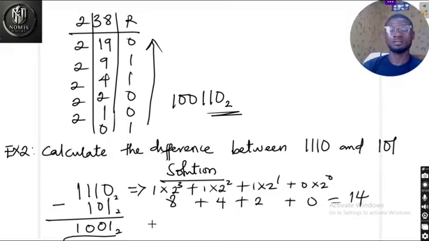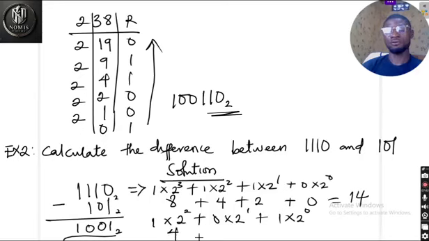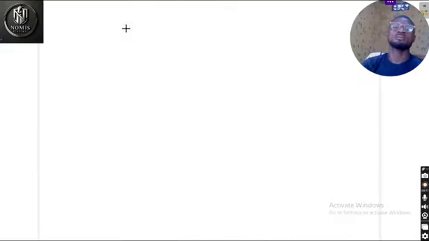14. So here we have 1 multiplied by 2 raised to the power of 2 plus 0 multiplied by 2 raised to the power of 1 plus 1 multiplied by 2 raised to the power of 0. So everything here is 4 plus 0 plus 1, and that is 5. 14 minus 5 is equal to 9. So let us convert 9, which is in base 10, to a number in base 2.